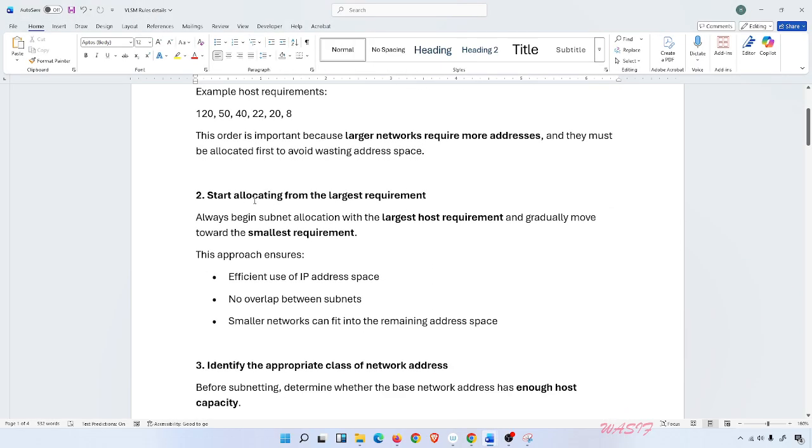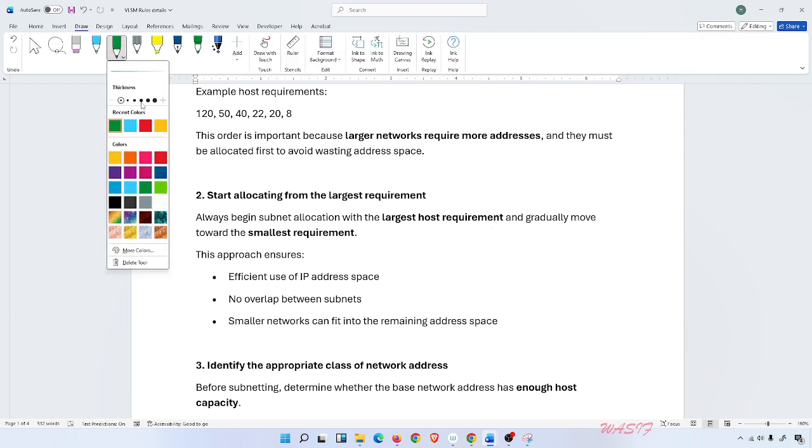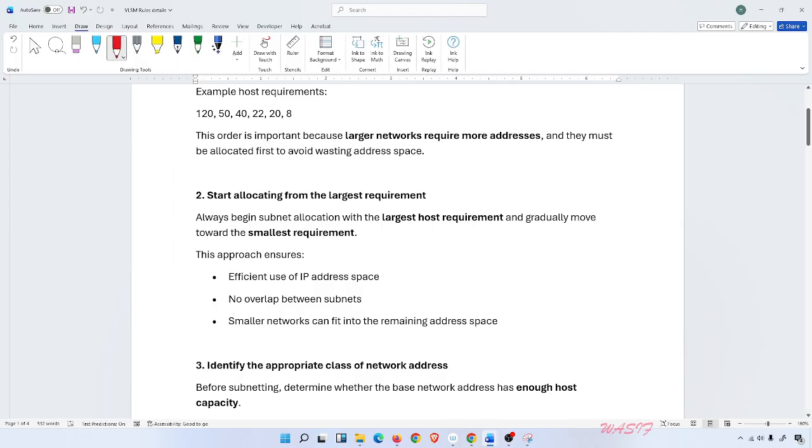Now, start allocating from the largest requirements. So always try to solve the problem from the largest host requirements, for example 120, 50, and gradually move towards the smallest. Now look here, you need to follow the sequence. That means you need to go sequentially. You cannot just pick randomly from here and there, like I do this one, then I do this one. No, it doesn't work. Use the IP address space efficiently. Always check that one, make it efficient.